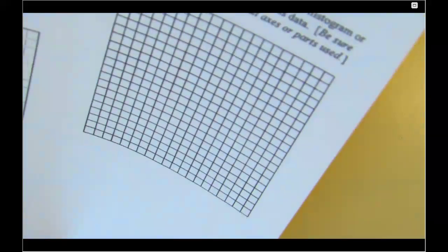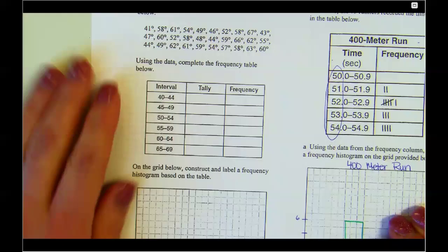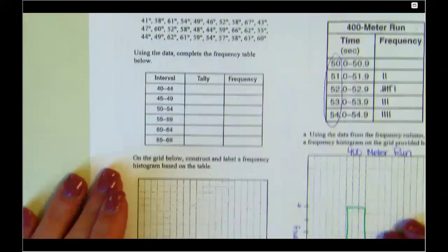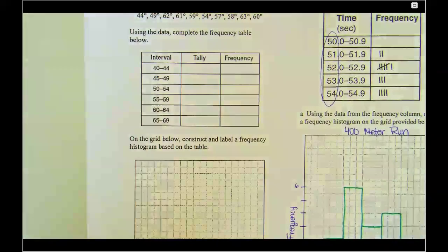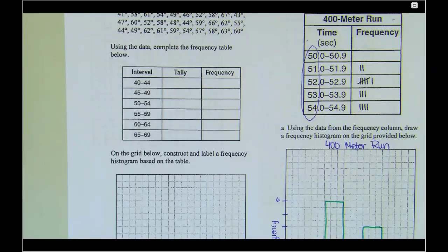Why don't we try number 1, please? So this one's got a big bunch of data. So you have to make your frequency table and your histogram, but the frequency table is already there for you. So you don't have to create that part. I would recommend when you get done with your tallies in that table that you check with the person sitting next to you and see if you have the same amounts.